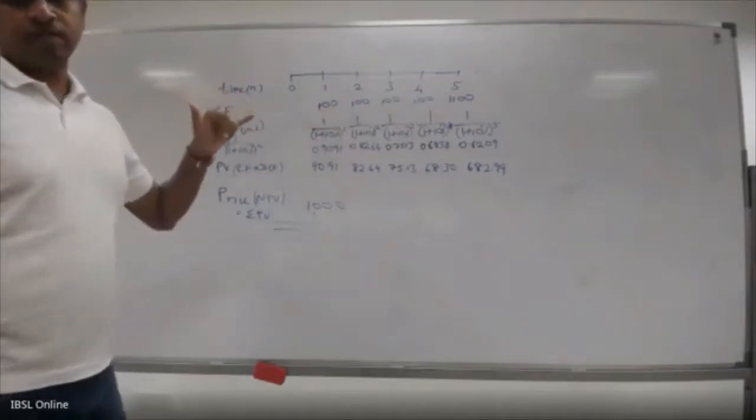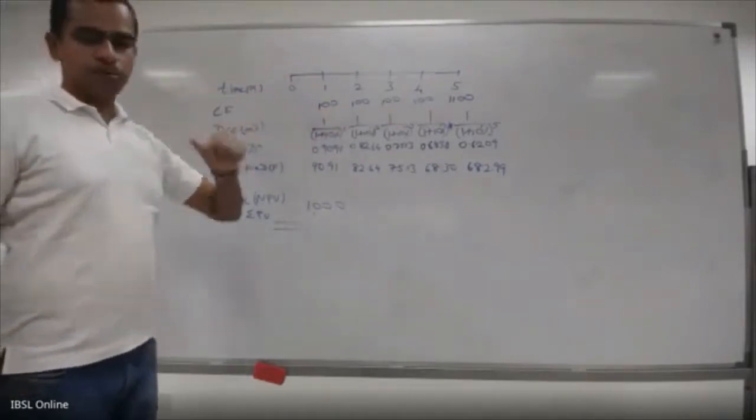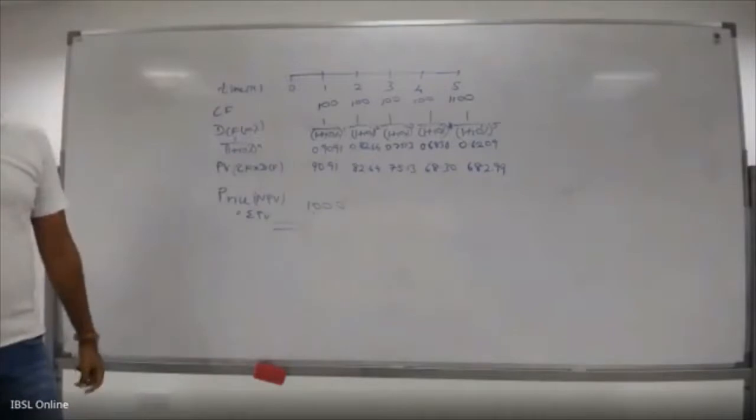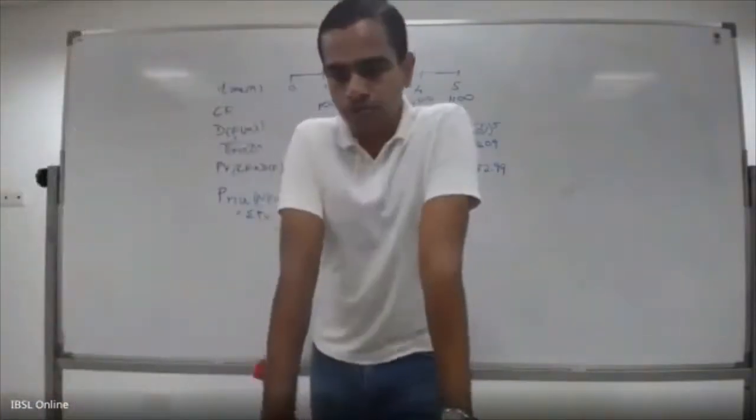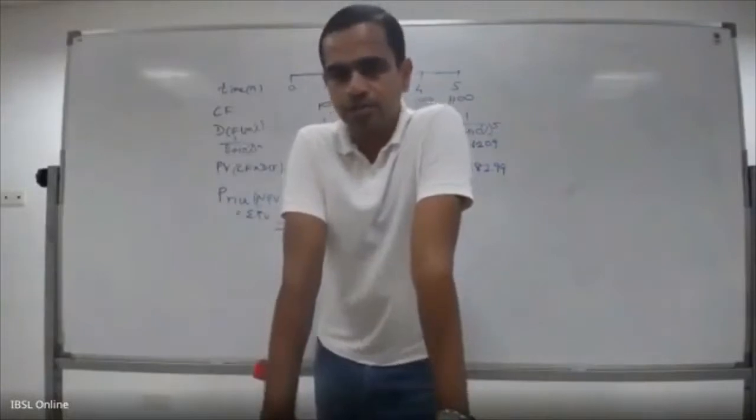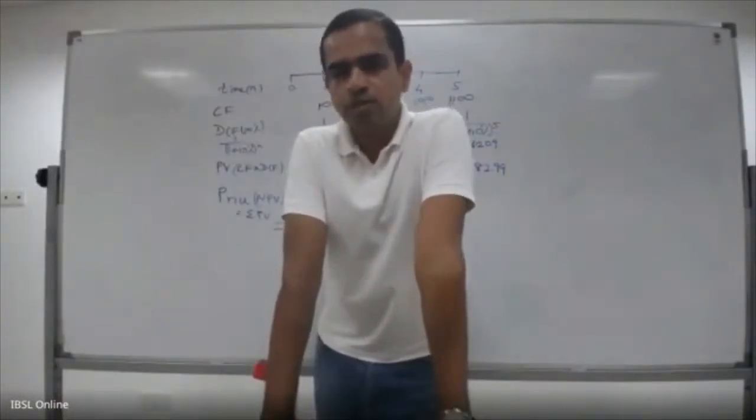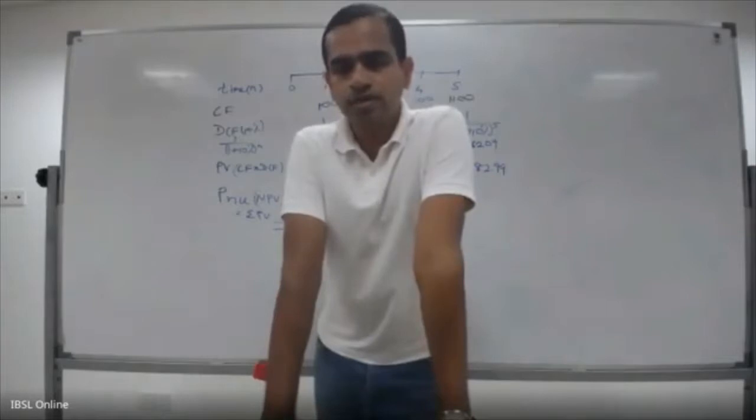So if yield is equal to the coupon, then the price is equal to face value. Right? If yield is more than the coupon, the price is less than the face value. But if yield is equal to coupon, price is equal to face value. Okay, that is the learning behind it.